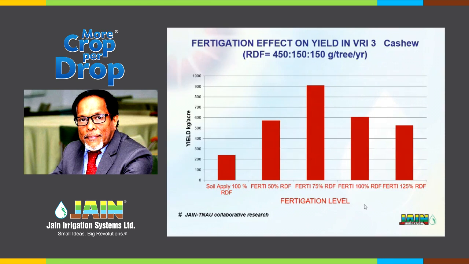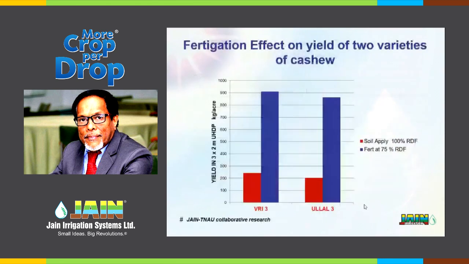Now, it's not only that, there are two varieties, another Ulal, two varieties. Here, a very impressive result in that study has come. The blue histogram shows the yield under fertigation, and the red one the yield under normal soil application. See the difference. So fertigation is impactful. You don't have to apply the whole of the fertilizer recommended. You can still get much higher yield. And that is precision farming.